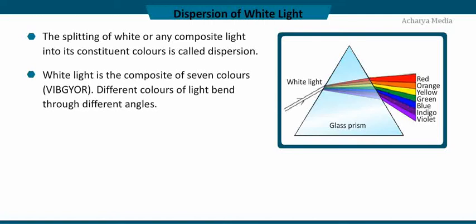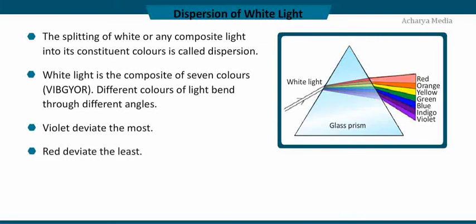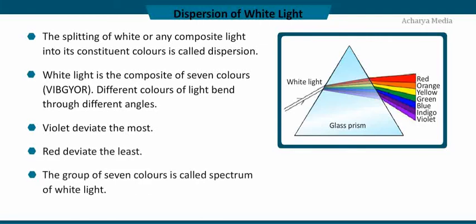When a beam of white light passes through a prism, it gets split into its component colors by the prism. Different colors of light bend through different angles. Violet deviates the most. Red deviates the least. The group of 7 colors is called the spectrum of white light.